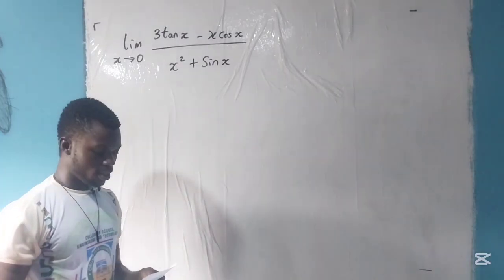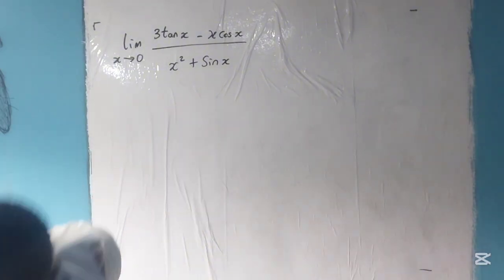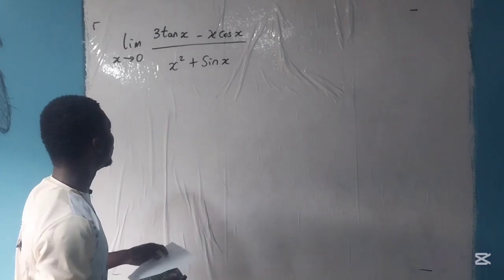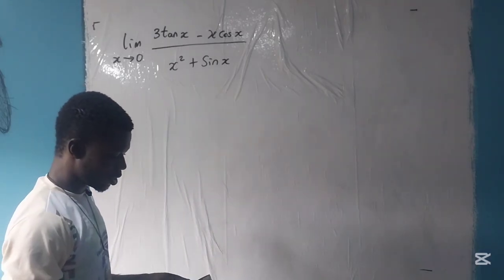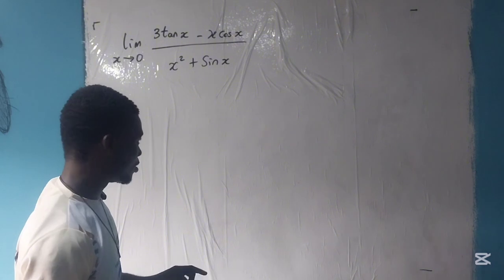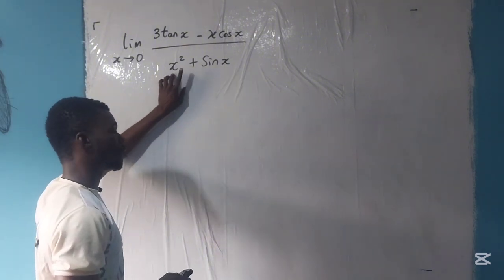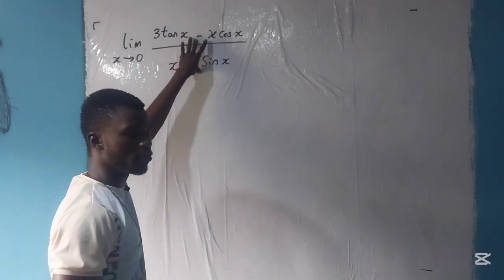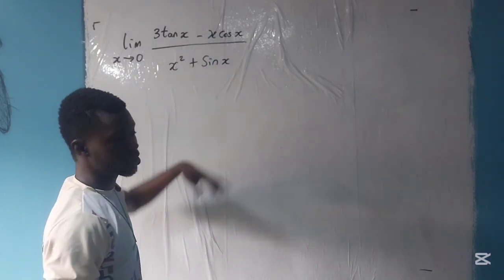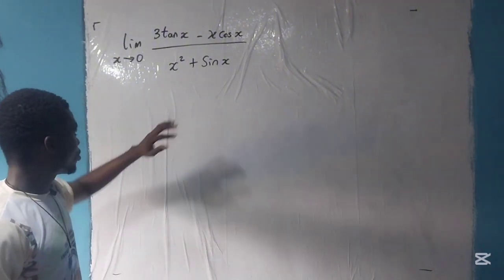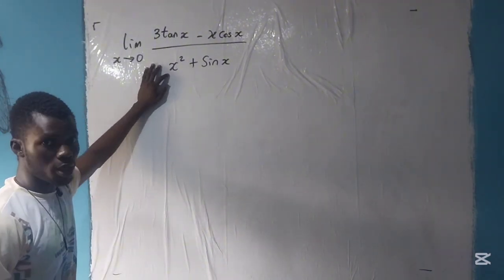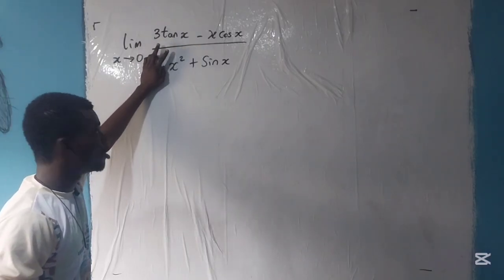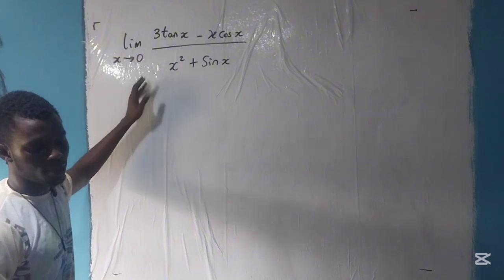Now normally, when x tends to 0, if we input the value of 0 into this expression, we know that sine 0 is 0, and x squared, which is 0 squared, will also be 0. 0 plus 0 is 0. So if we put the value of x to be 0 into this function, it will be undefined. That means it will be discontinuous. So for us to do this, we have to look for a way by which we can solve this function. Then we will now limit it to 0.